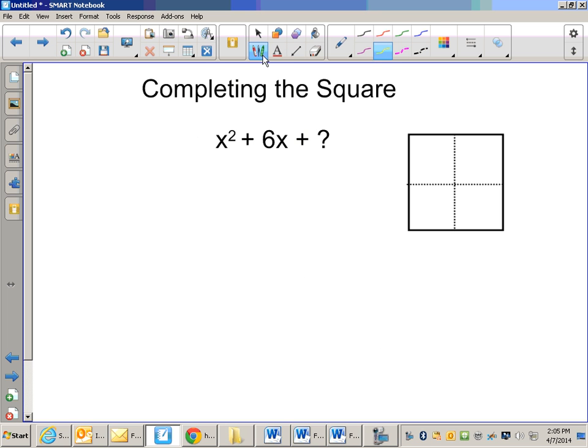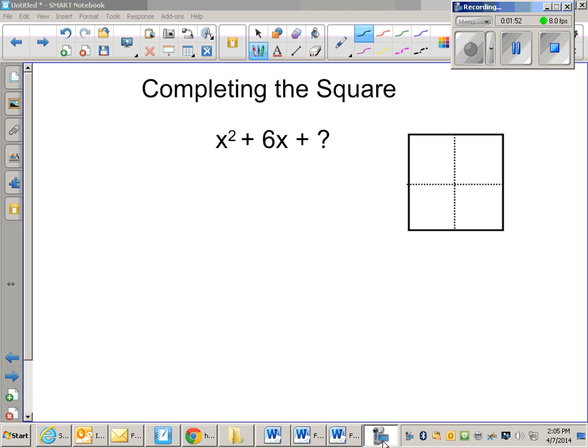So completing the square. Mathematicians are not creative people, okay? So they use the phrase completing the square because that's exactly what they're going to do. We're going to complete this square. Right now it's not complete. We're going to complete it. Okay, so we're going to use this area model to help us.